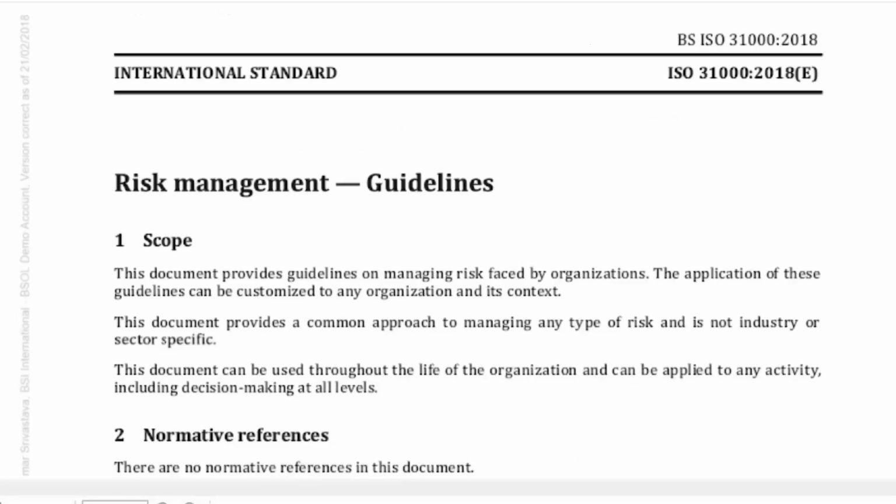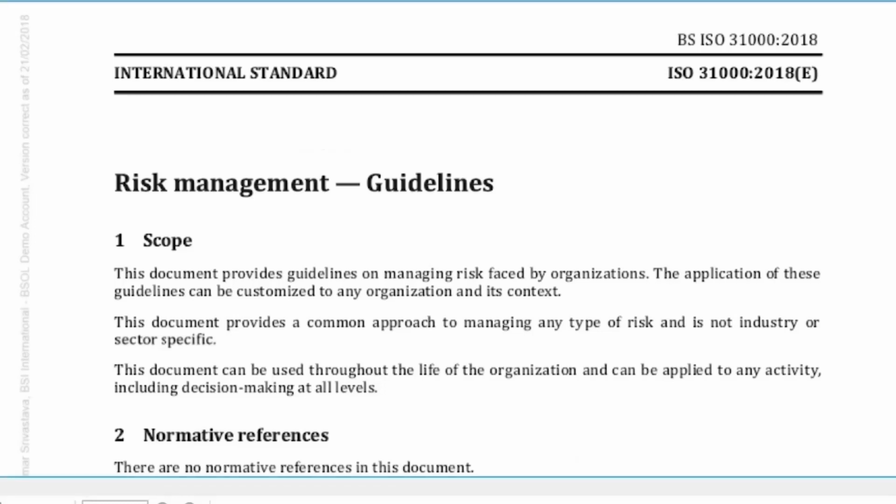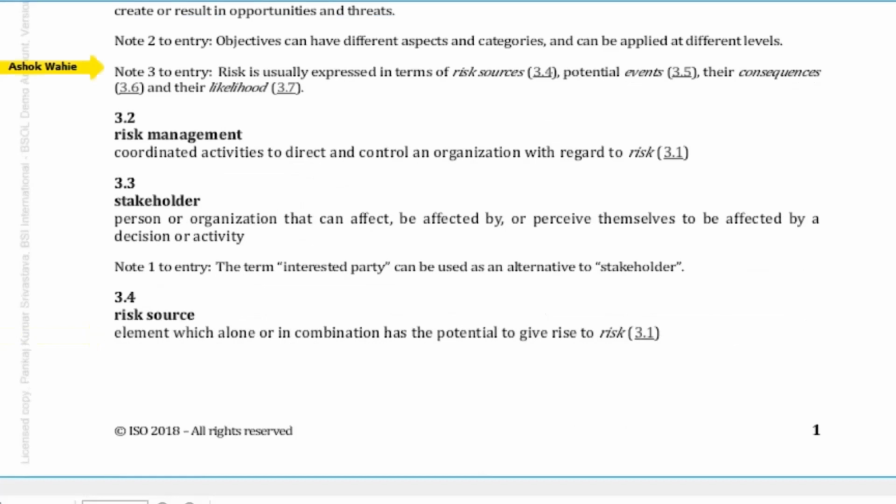Now look at note 2. Objectives can have different aspects and categories, and they can be applied at different levels. So aspects could be operational aspects, financial aspects, and then they can be applied at different levels. So this can be a financial aspect at the strategic level, or a financial aspect at a particular process level. So that is how we look at objectives.